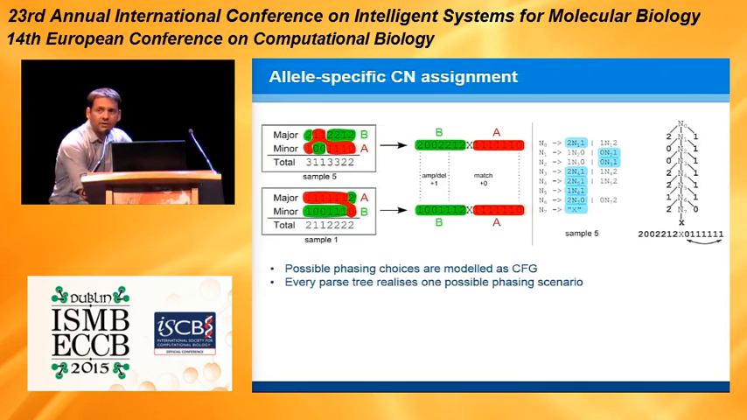So we use a context-free grammar to model the possible choice of phasing. Here's the grammar: at each position you can use the 2 and the 1, or you can say we have a 1 and a 2. Next position you can choose the 1 and a 0, or the 0 and a 1. So this is the grammar that describes all possible choices of this flipping or phasing. And then in the end we use a shortest path algorithm between two samples to choose out of these different options the parse tree that minimizes the evolutionary distance between the samples.